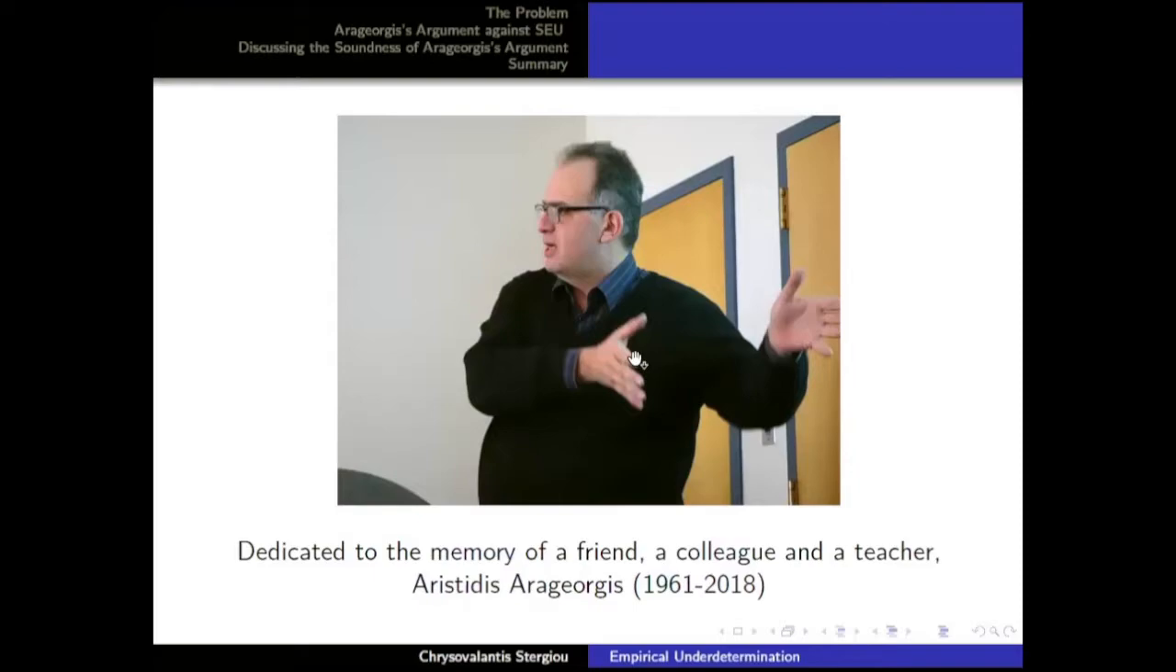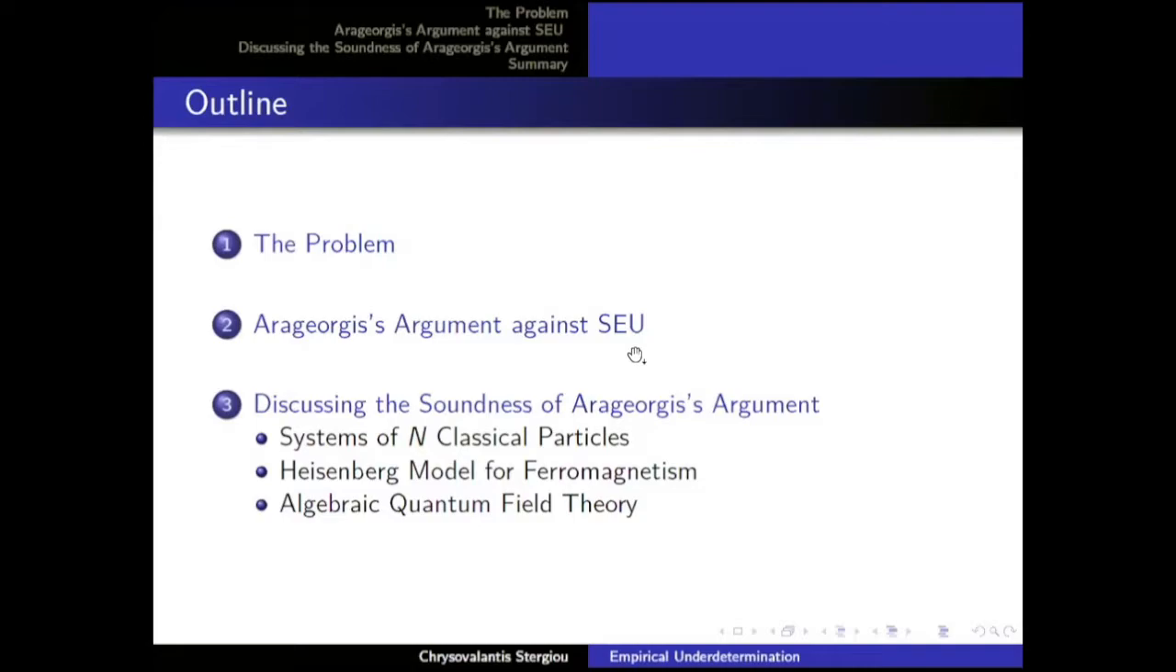Now, here is the outline of the talk. First, I'm going to talk about the problem in general. I'm going to define the problem that we are going to deal with. Then I'm going to present Arageorgis' argument against what he called the strong empirical underdetermination thesis. And the last part, which is actually my original contribution and not just a reconstruction of an argument, is devoted to the discussion of the soundness of Arageorgis's argument in terms of theories of systems of n classical particles, in terms of the Heisenberg model for ferromagnetism, and in terms of models of algebraic quantum field theory.